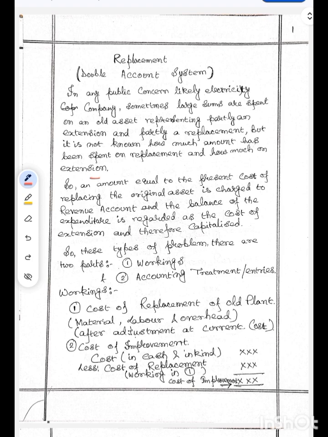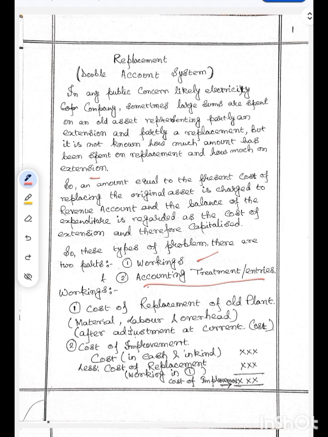To solve the problem we have to go through two parts. The first part is our working and the next part is our accounting treatment. So first is working. There are four workings we have to do.